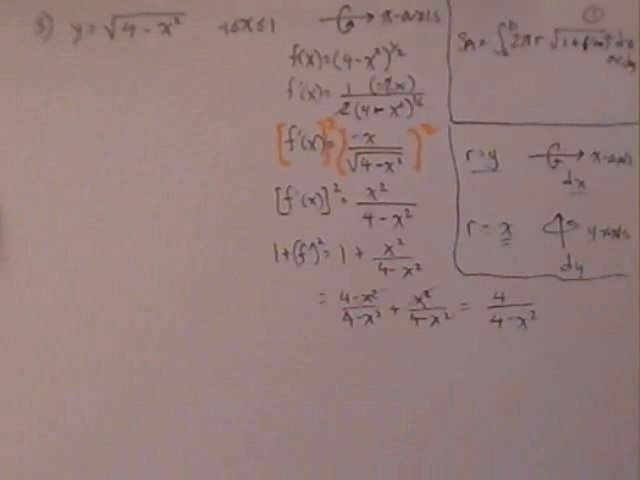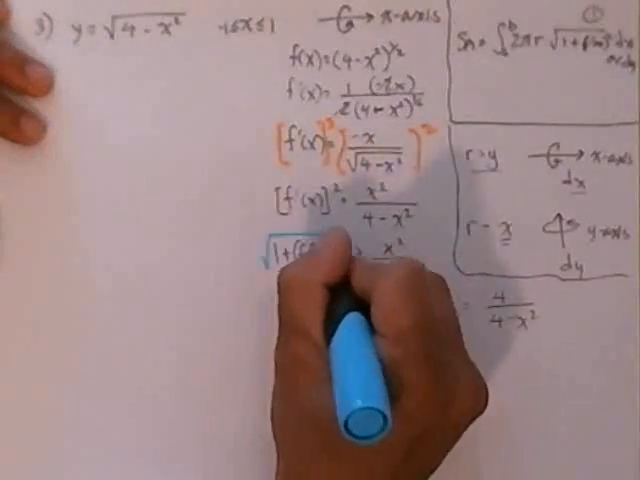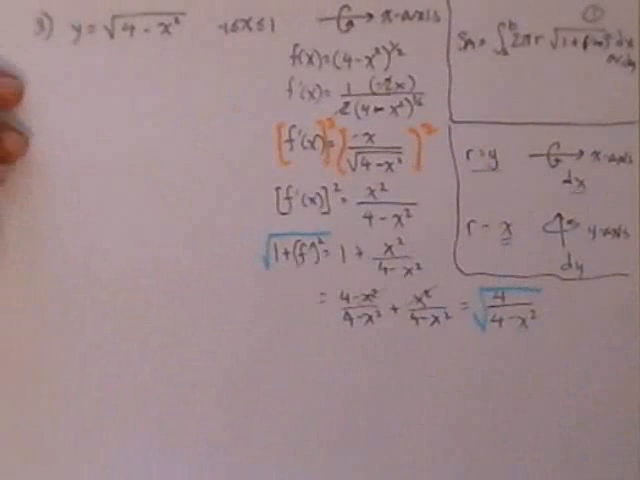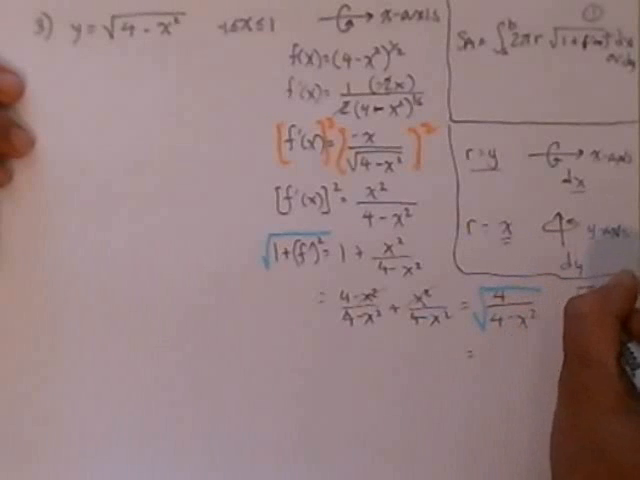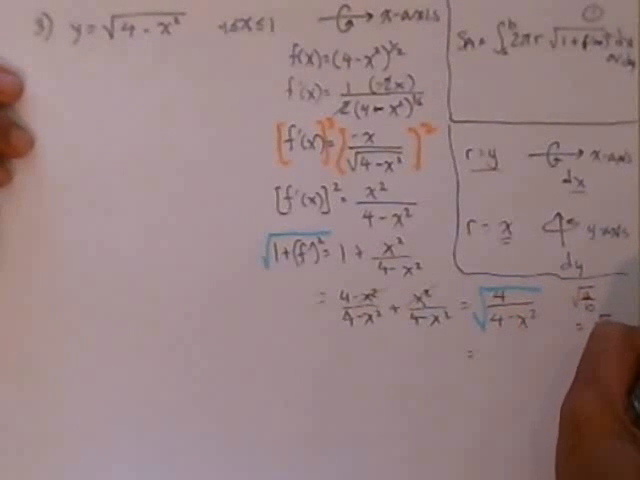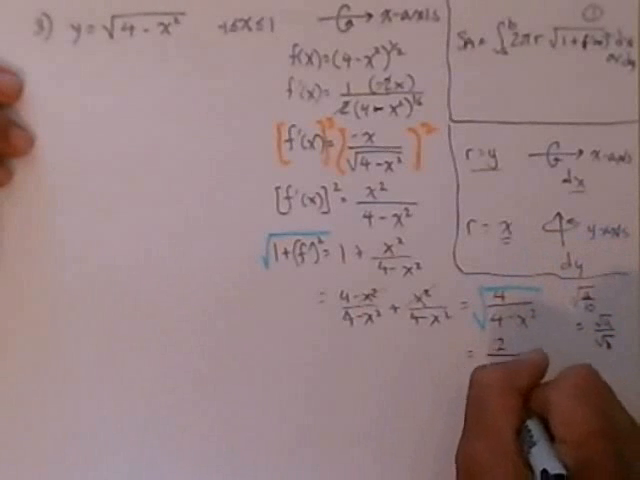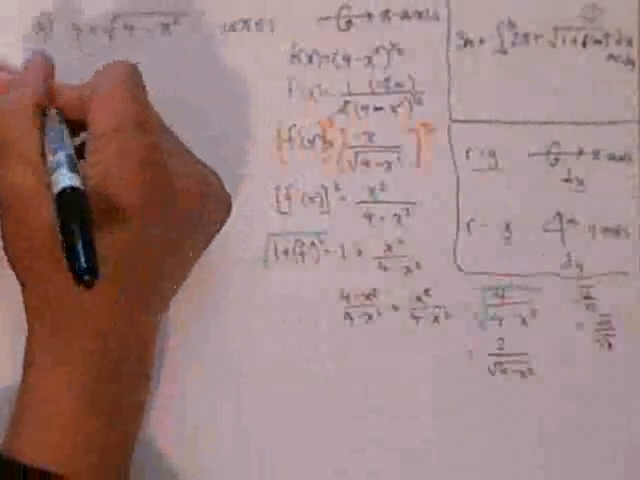Now, I'm going to use blue for this. I'm going to take the square root of that. Square root of a over b equals square root of a over the square root of b. So that square root of 4 becomes 2, and square root of 4 minus x squared. So that's that portion right there. We're going to plug into this formula.